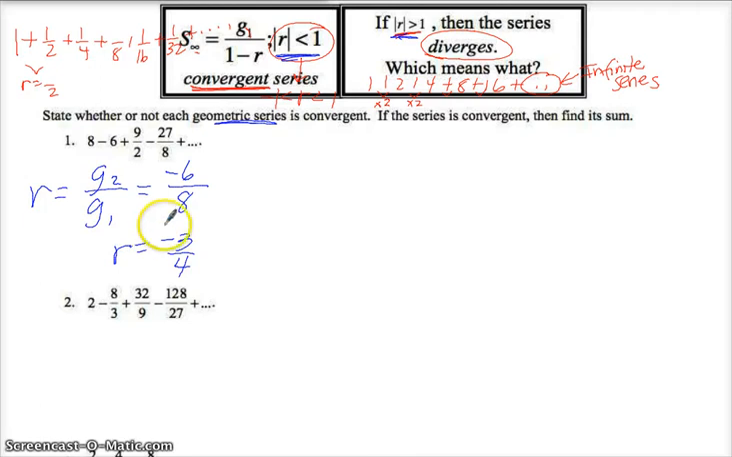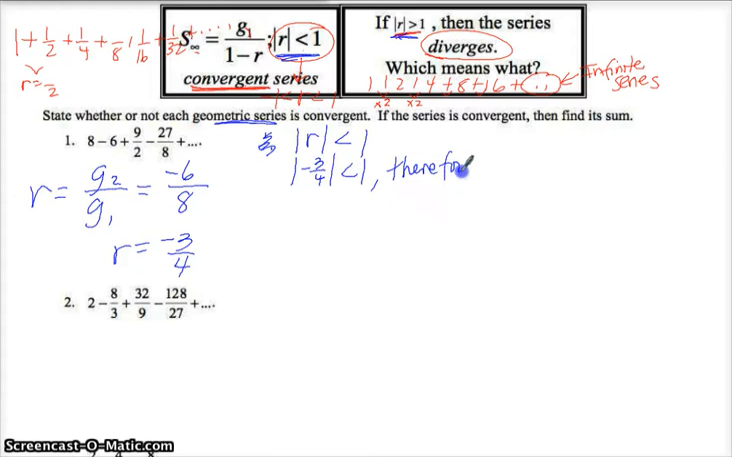Because the absolute value of -3/4 is less than 1, then I know that this series is convergent. The absolute value is less than 1, right? The absolute value of -3/4 is less than 1. Therefore, the series is convergent, which means I can find the sum.